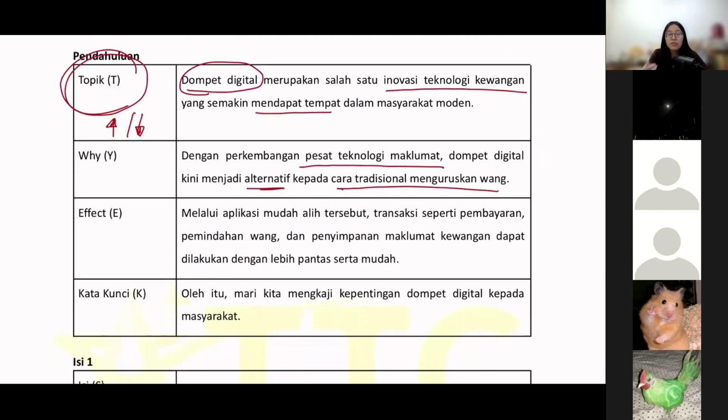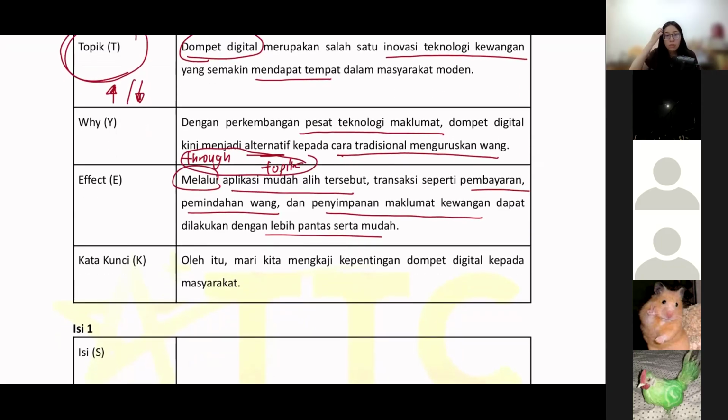And then effect, normally we will write natijanya, kesannya, but you can write melalui, which is through these applications. Through these applications, transaksi seperti pembayaran, payment, pemindahan wang, which is like you transfer the money, dan penyimpanan maklumat keuangan, you save that information, dapat dilakukan lebih mudah, it's easier. So instead of using kesannya, implikasinya, you can say through this topic.